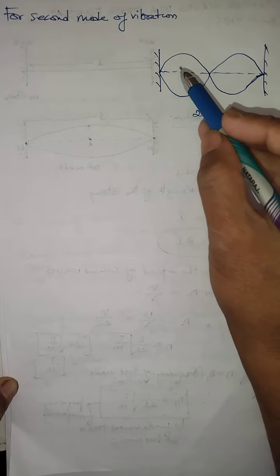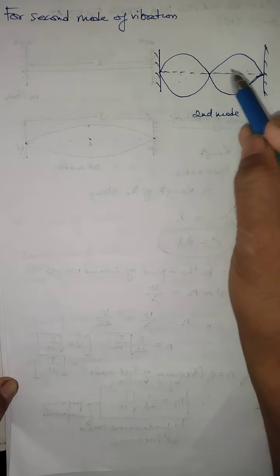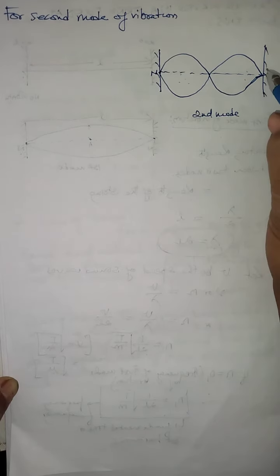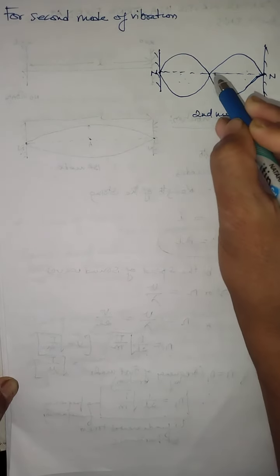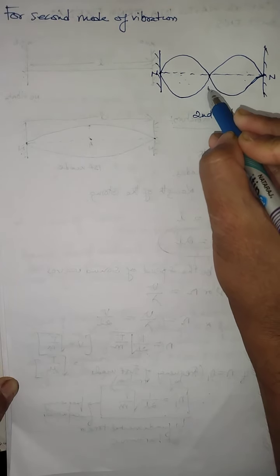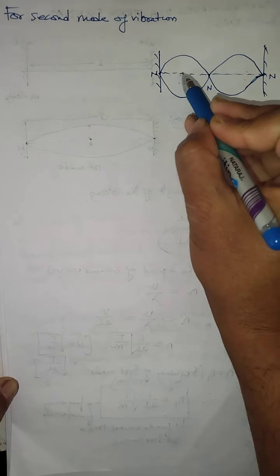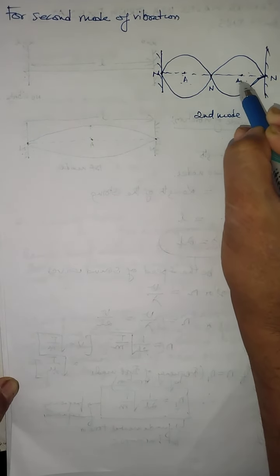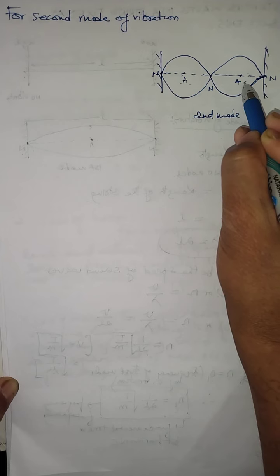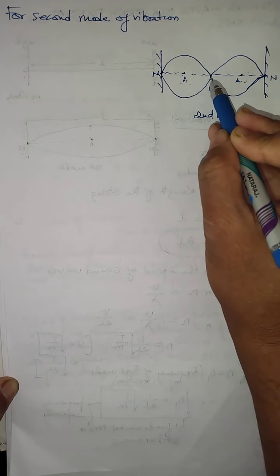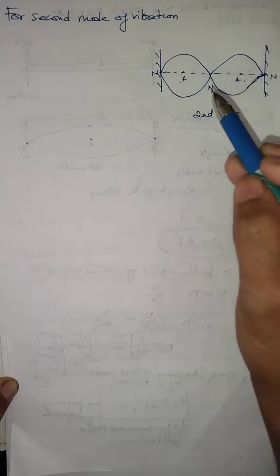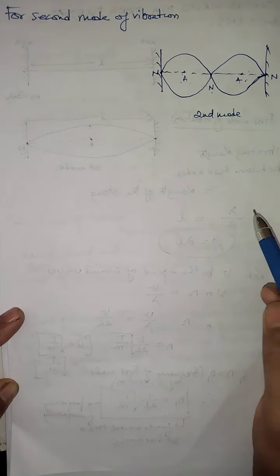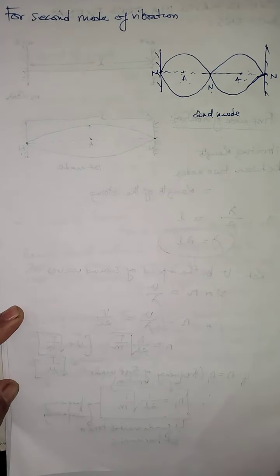In this case, the string will vibrate in this manner. Under this case, there will be a node formed at the middle, and there is an antinode formed between each pair of nodes. So two antinodes and a node exactly at the middle make the string vibrate in the second mode of vibration. This is the second mode of vibration of the string. Under this mode of vibration also we can measure the frequency.